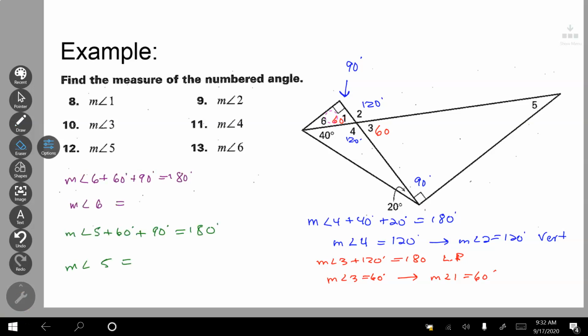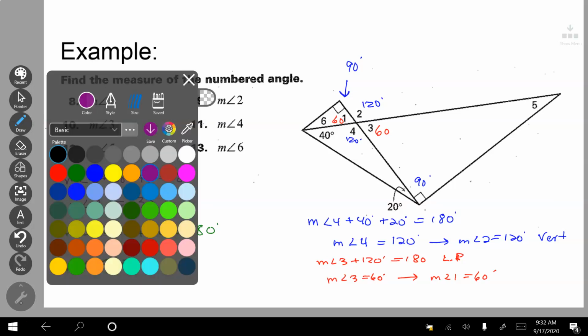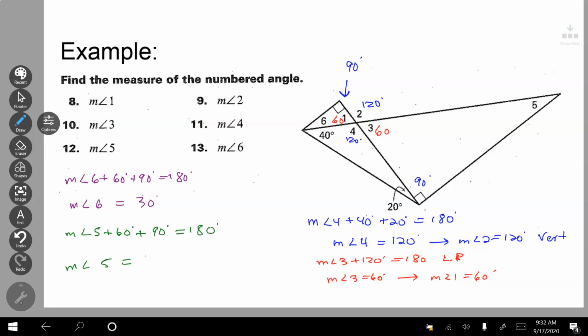Well, then I have two triangles. I have this little triangle here and this big triangle here, and measure of angle 6 plus 60 plus 90 equal 180, and the measure of angle 5 plus 60 plus 90 is also 180. So angle 6 is 30 degrees, and angle 5 is also 30 degrees. So angle 5 and angle 6 are congruent. If I fill in this picture, I get 60 degrees, 60 degrees, 30 degrees, 120 degrees, 120 degrees, and this last one is 30 degrees.